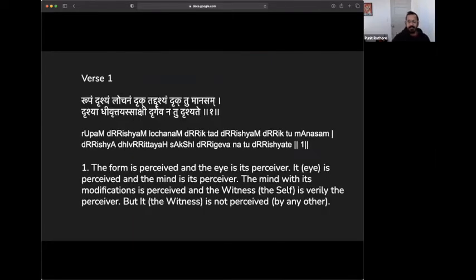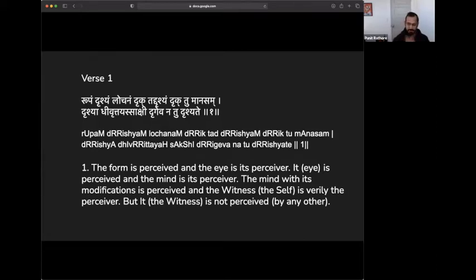Verse 1. Rupam drishyam lochanam drik tadrisham drik tumanasam drishya drivratya yasyakshi drigeva natu drishyate. In English: the form is perceived and the eye is its perceiver. The eye is perceived and the mind is its perceiver. The mind with its modifications is perceived, and the witness, the self, is verily the perceiver. But the witness is not perceived by any other.